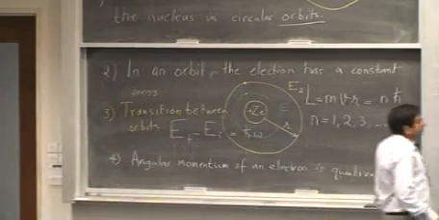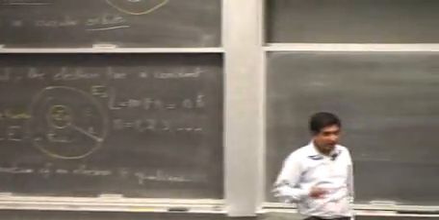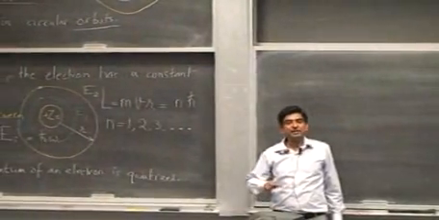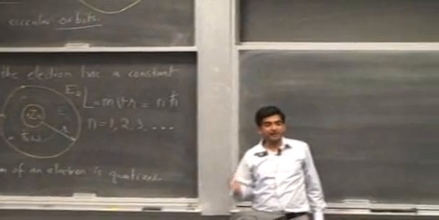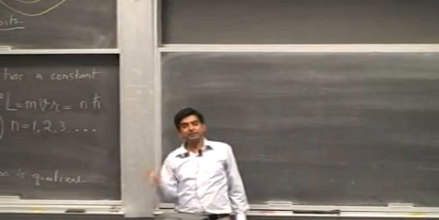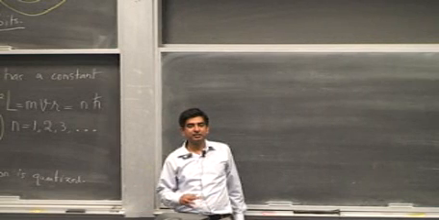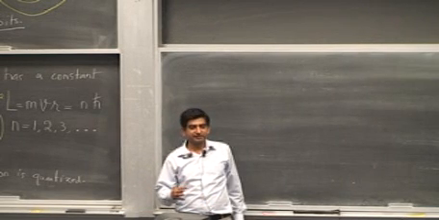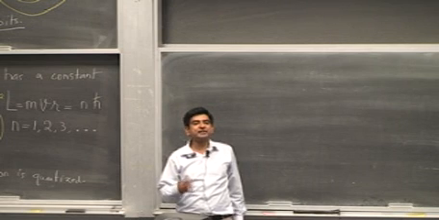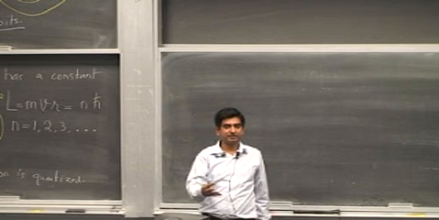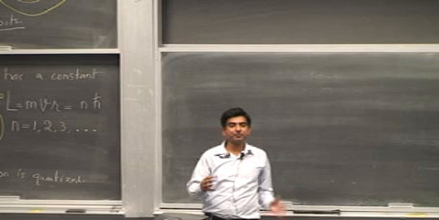So now let's look at how Bohr was able to come up with these postulates, what strengths these postulates have, and what the implications of these postulates are. Implications means results, okay? What results come out of these postulates? And why is this important?